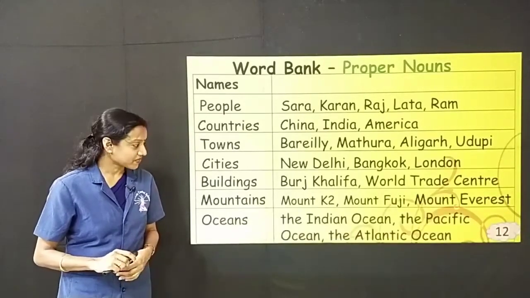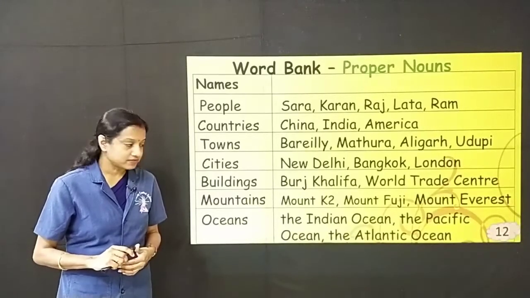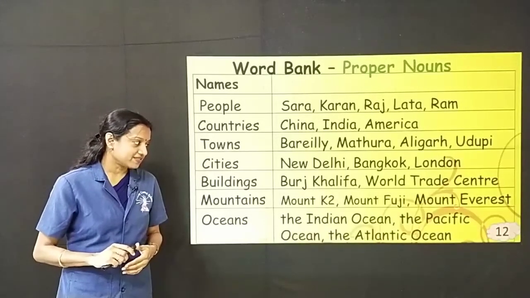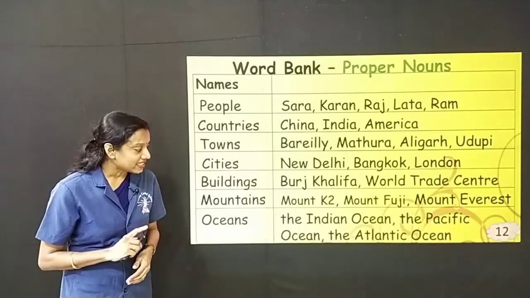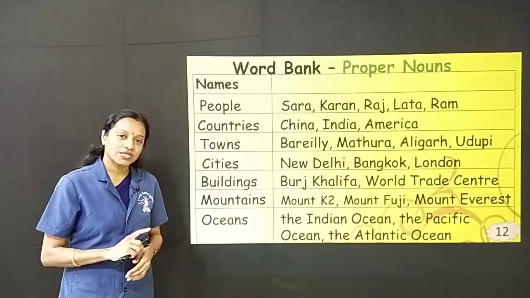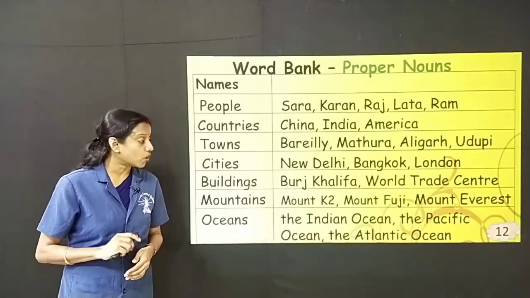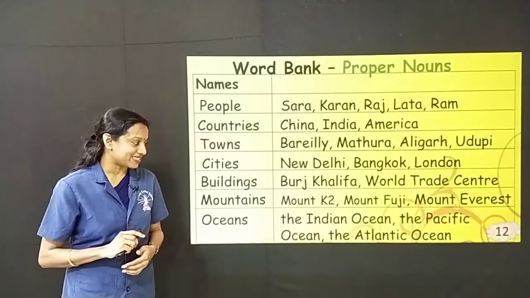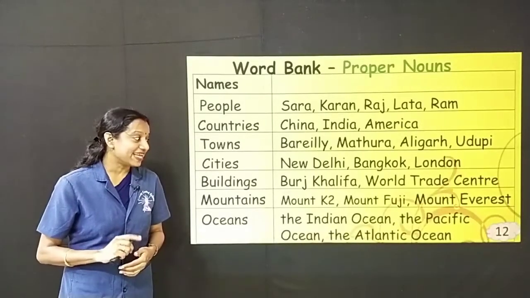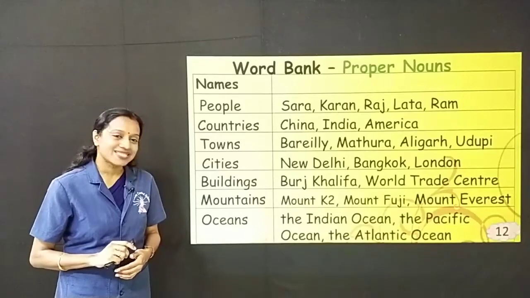Oceans, the Indian Ocean, the Pacific Ocean, the Atlantic Ocean. Again here the first letter Indian I is capital, O is capital because that's the name of an ocean. The Pacific Ocean P is capital, O is capital and the Atlantic Ocean A is capital and O is capital.